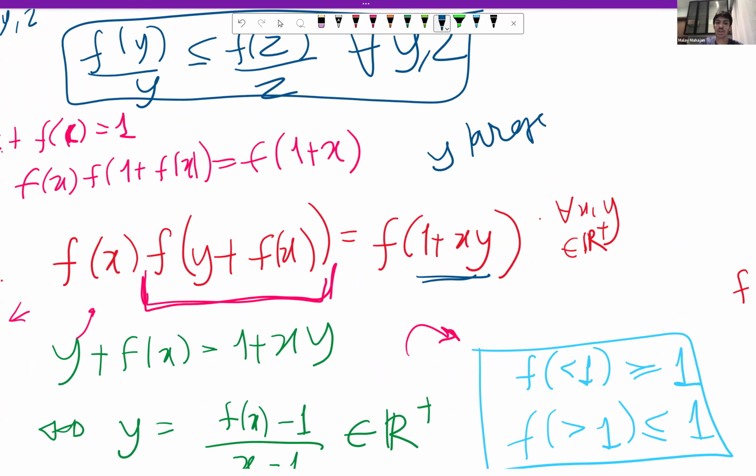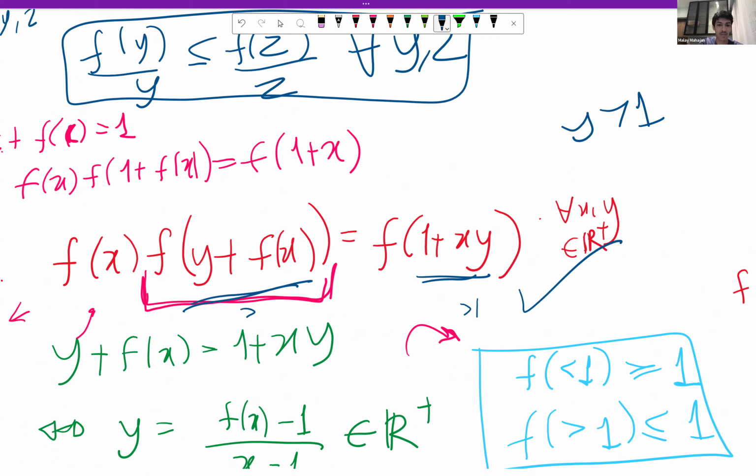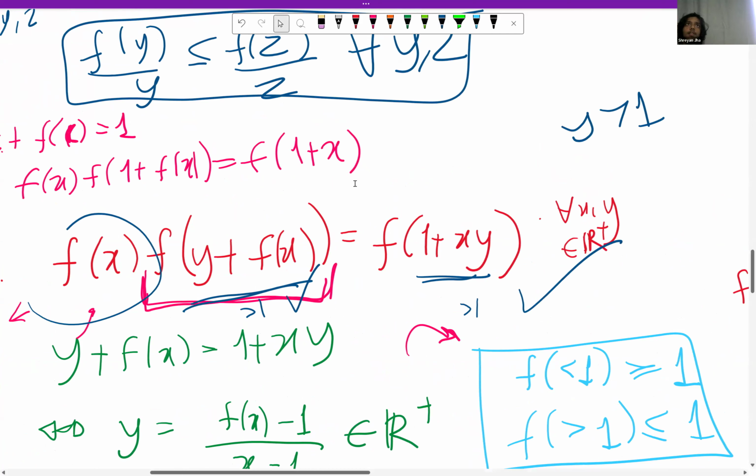This term is bigger than 1, so you know the output. Because y is large, just take y bigger than 1. Okay, you don't even need that. Y bigger than 1. Because this is bigger than 1, you know it. But f(x) you don't know. You don't know y plus f(x) because you don't know f(x). No, but I've shown f(x) is fixed. For some fixed x, f(x) is fixed.